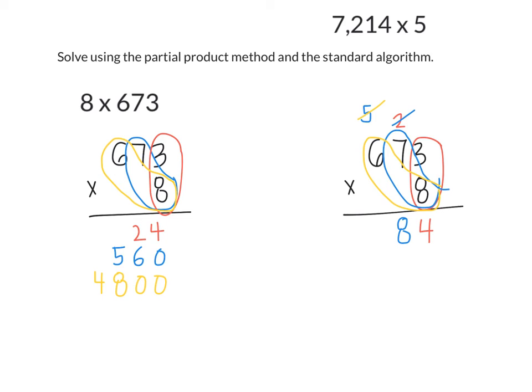Okay. Now with the standard algorithm, I also have to think 600s times 8 is 48 hundreds, but I have 5 from before. So what's 48 hundreds plus 5 more hundreds? 53 hundreds. I'm going to record 53 hundreds. Now if I add up my partial products, I have 4 ones, 8 tens, 13 hundreds. I regroup 5 thousands. So we get the same answer using the partial products method and the standard algorithm.